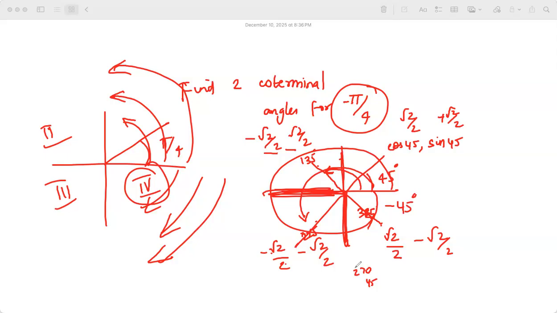So, a given angle can have infinitely many coterminal angles. You can add or subtract 360 degrees or 2 pi to calculate the coterminal angles. Does it make sense?